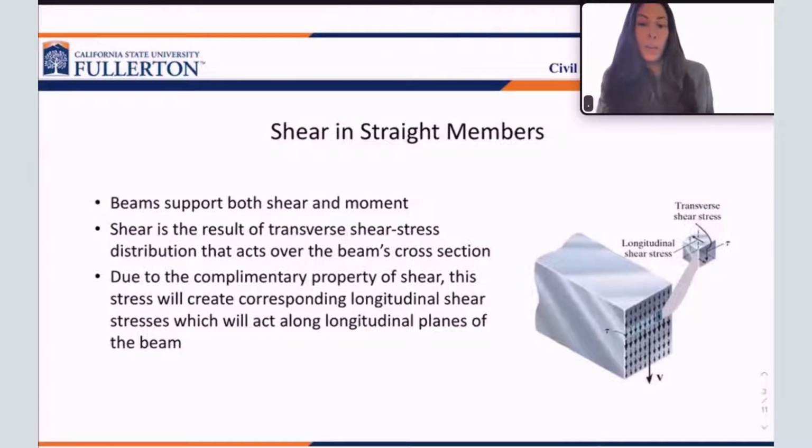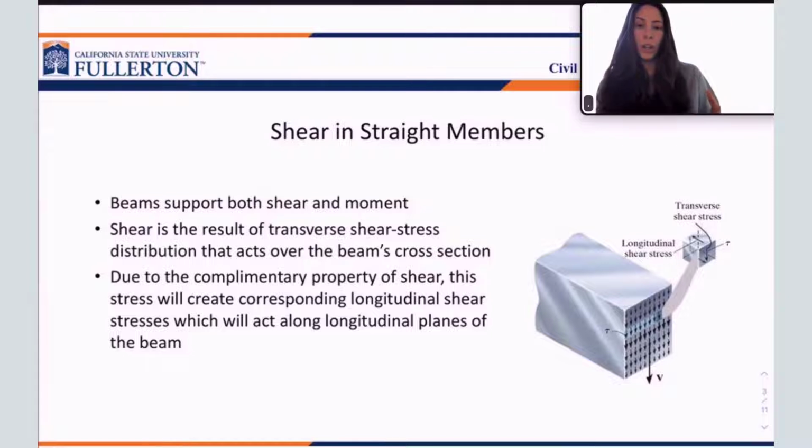Let's start by talking about shear and straight members. Primarily we're going to talk about beams. Beams support both shear and moment, right? Beams are long, slender members, and they typically resist loading that is perpendicular to their longitudinal axis. That's usually gravity load, right? When we have this loading perpendicular to the longitudinal axis, the beam develops both shear and moment.